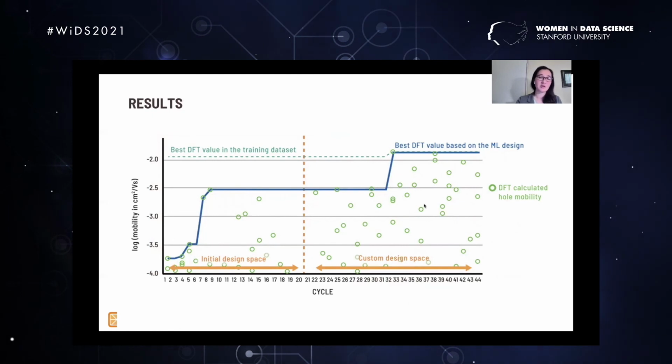What this plot is showing is the performance on the y-axis, based on the property that they cared about. And on the x-axis is the number of iterations through this iterative workflow, this active learning workflow. And what you can see is that after they switched to using this custom design space, suddenly the performance of the materials they were testing got better and better until they actually were outperforming the best candidates in their training set.